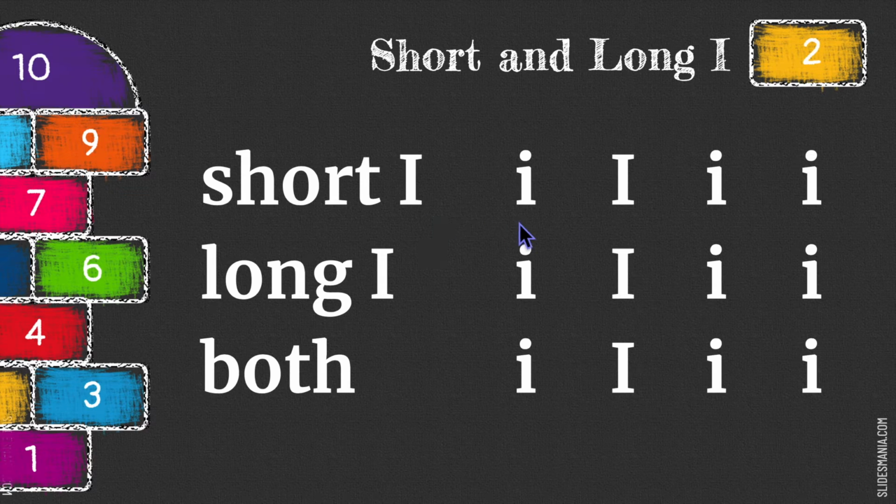Now our short I sound. I, i, i, i. Our long I sound, which is the name of the vowel. I, I, I, I. Now our short sound, then our long sound. I, I, I, I, I, I, I, I.